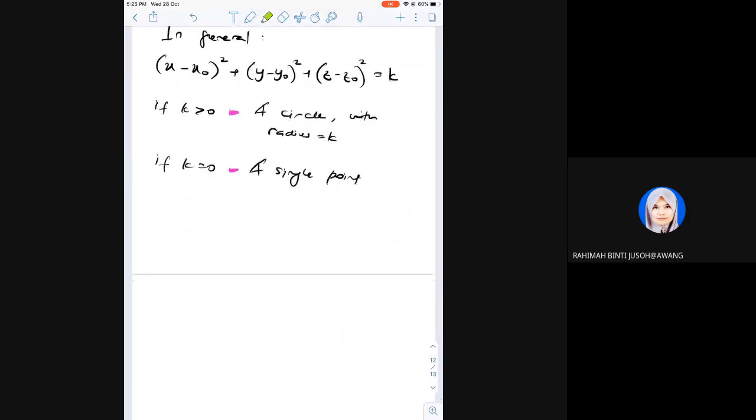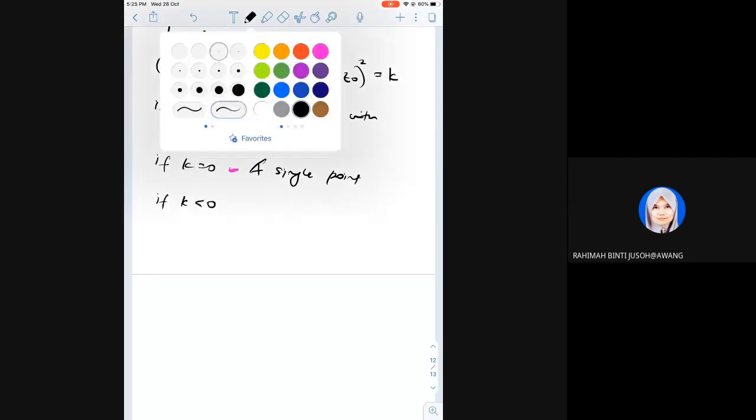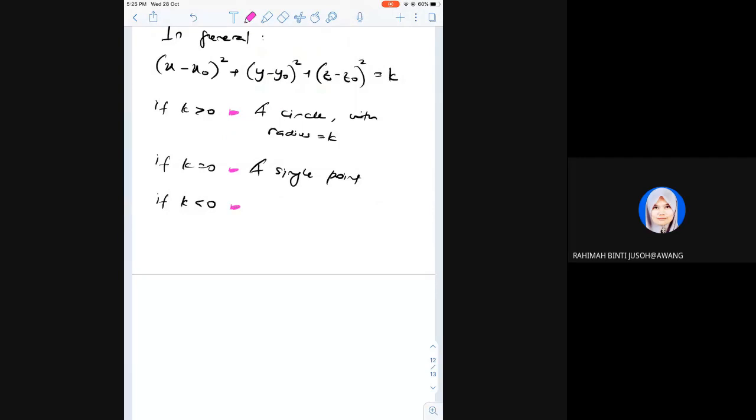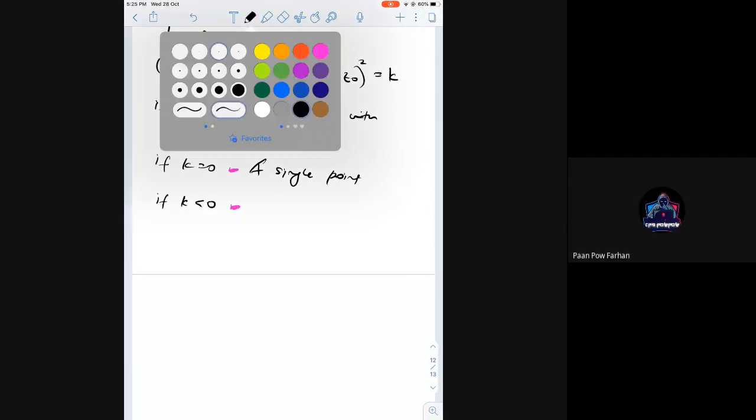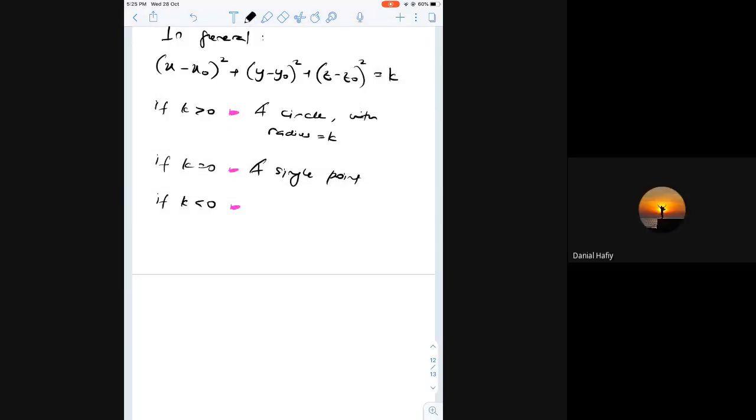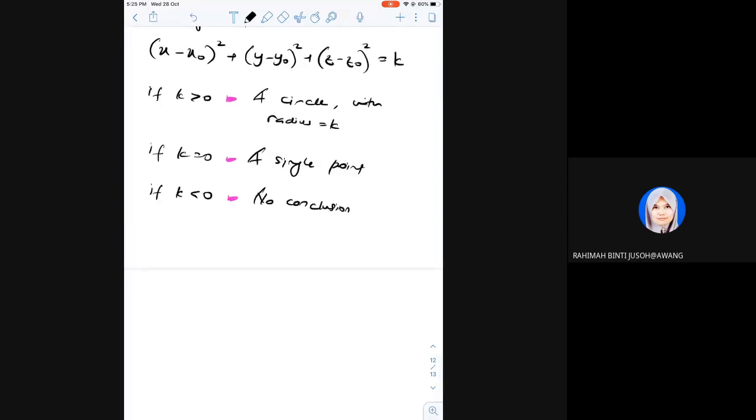And then now, if K is less than 0. What does it mean? Indeterminate, it cannot be satisfied by any value. Not satisfied any value, okay. No conclusion. We cannot conclude. It has no conclusion. Not exist actually. Okay, so now, let us solve one question.